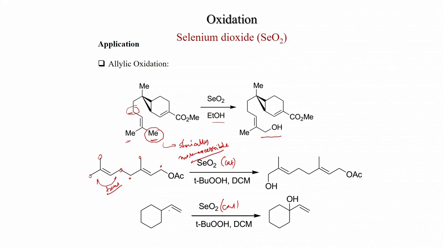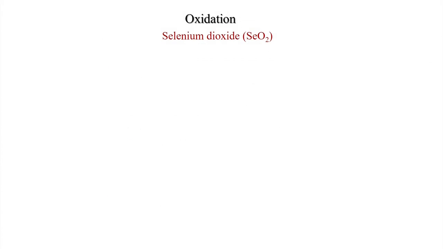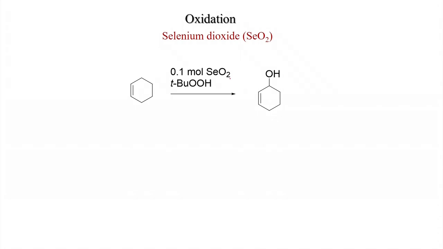And here you can see only one allylic carbon is there, so that is why a tertiary alcohol is generated here. So, when there is no other opportunity, only one carbon is allylic, in that case only one product will form. So, you get this tertiary alcohol under catalytic selenium dioxide and stoichiometric tertiary butyl hydroperoxide. Here cyclohexene is used and cyclohexenol is formed. You can see 0.1 mole of selenium dioxide and tertiary butyl hydroperoxide.